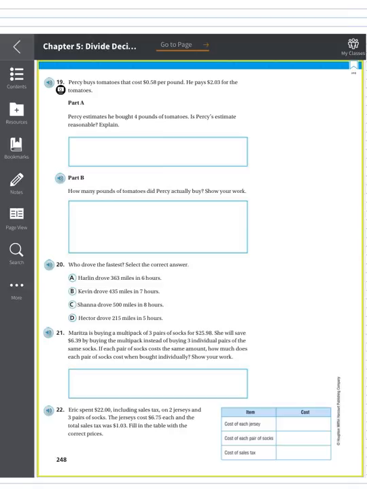Okay, number 19. Percy buys tomatoes that cost 58 cents per pound. He paid a total of $2.03 for the tomatoes. So he estimates he buys 4 pounds of tomatoes, so is his estimate reasonable? So to figure out his estimate, you're going to multiply about 60 cents per pound times 4. So think about what that number is, and if that is a reasonable amount, that equals about 2.03. So if this is a reasonable amount and kind of is the same, then you're going to want to explain that in the problem.